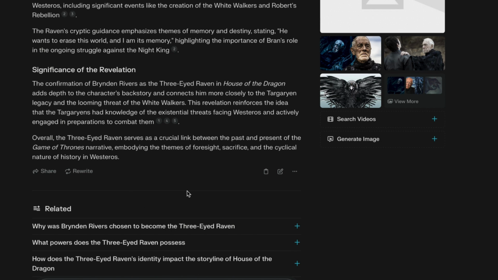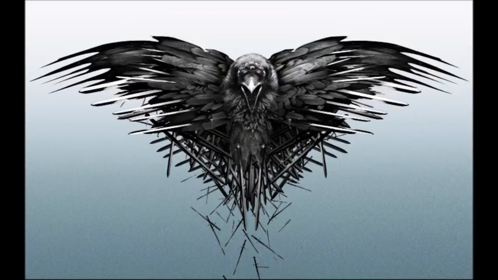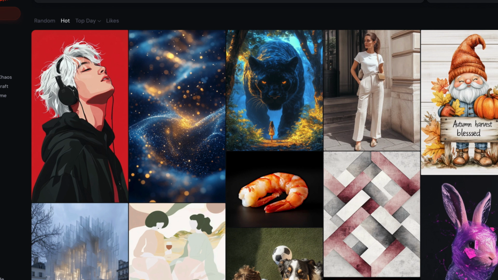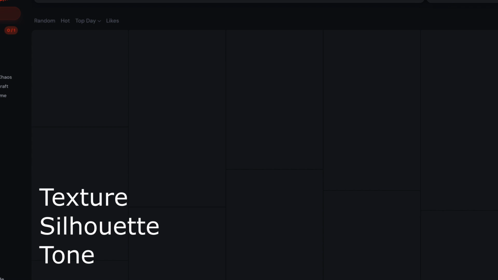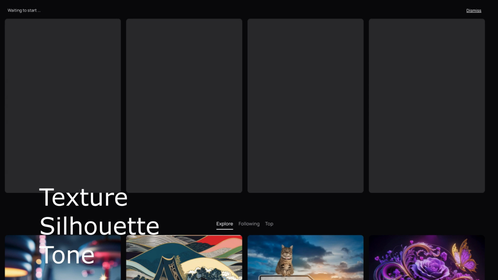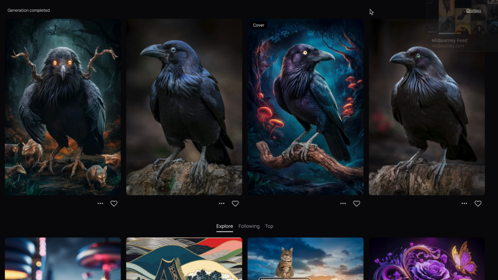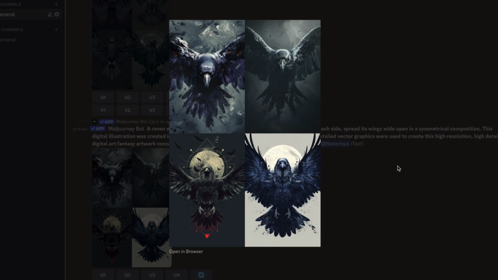I looked up what the original Game of Thrones artwork style is so that it could be incorporated as reference. I went to my AI tools, MidJourney and Ideogram, and I looked for three-eyed raven. I was focused on texture, silhouette, and the tone of the image that I wanted to create. I'm using AI as an inspiration, not as a sole development.